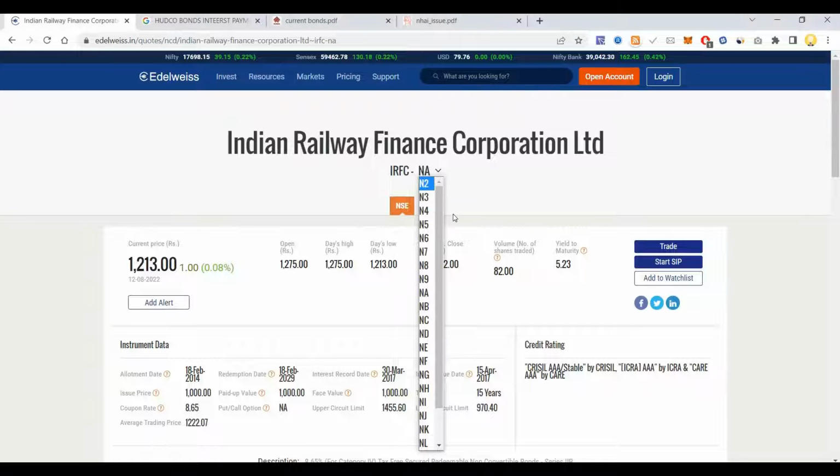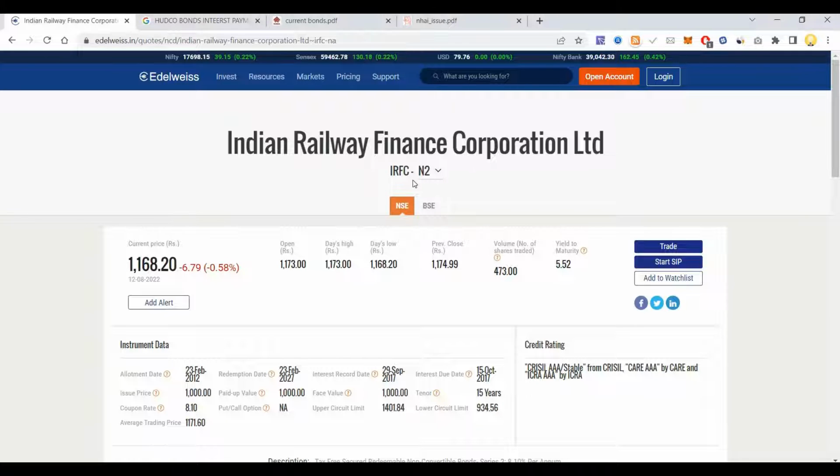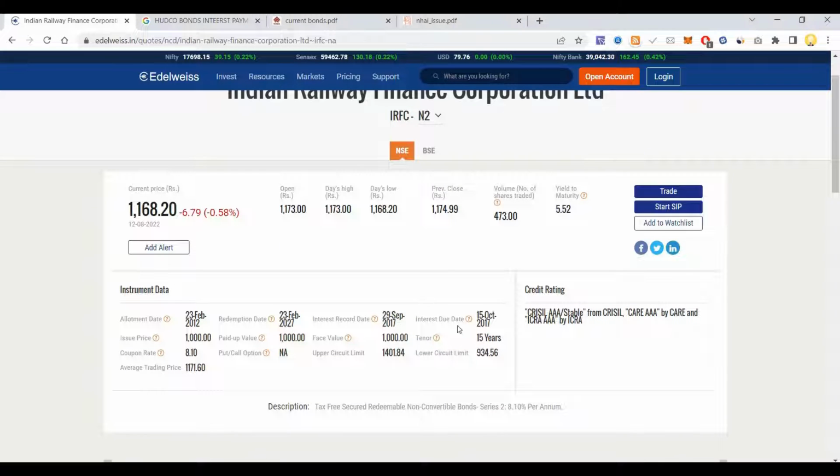So if I take IRFC N2, this is again N2 series. So there is an interest record date. The interest due date indicates the date at which the next interest payment will be made to the holders of the NCD in proportion to the units they have held. And the interest record date is the date by which the NCD needs to be present in your demat account to receive the next due interest.